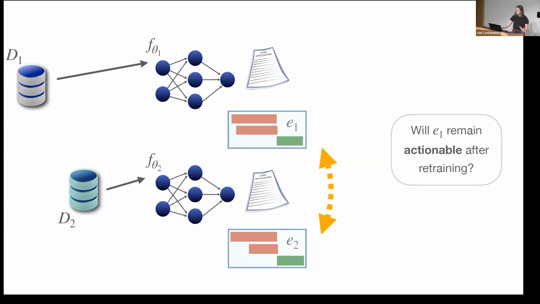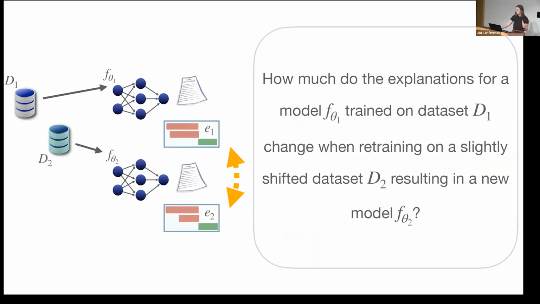Of course, some explanation shift is likely inevitable, but we're curious how big that shift has to be. Formally, how much do the explanations for a model f of theta 1 trained on a dataset D1 change when you retrain on a slightly shifted dataset D2 and end up with a new model f of theta 2?